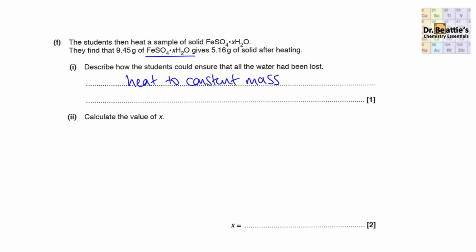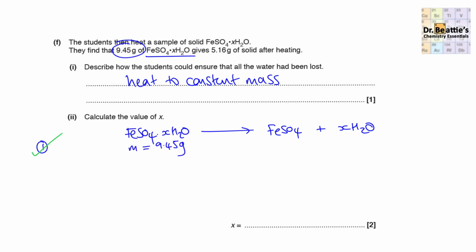Really useful to first of all think about the equation that's happening here, and then start extracting some of the information. So, we've got here 9.45 grams of our hydrated form. One ticked off, extracting the information for the hydrated form. The second bit is to extract any information about the anhydrous solid after heating. So we've got here 5.16 grams. We've completed the second step, extracting information for the anhydrous form.